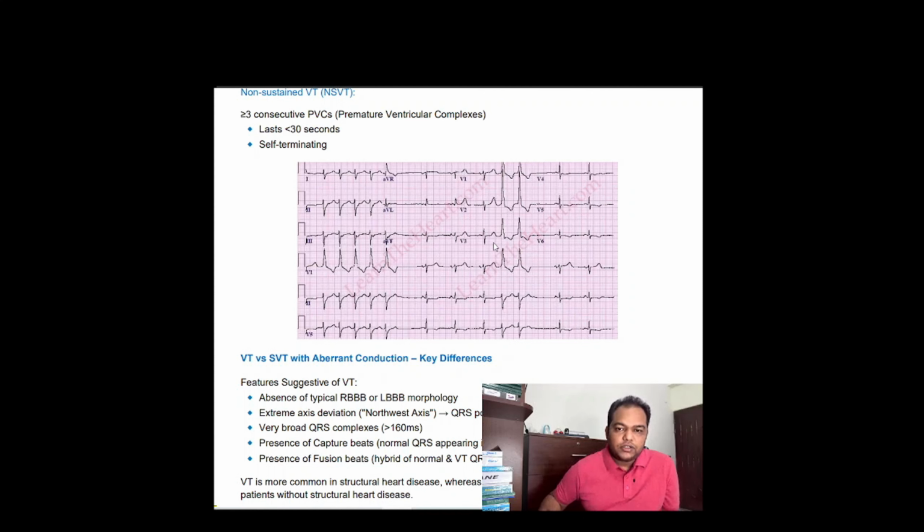When these premature ventricular contractions are more than 3 in number, which is obviously consecutive. You can see here there are 1, 2, 3, 4, and 5 consecutive PVCs. So it is called non-sustained VT. More than 3 consecutive PVCs can be found in case of non-sustained VT. It is self-limiting, no treatment is required here.